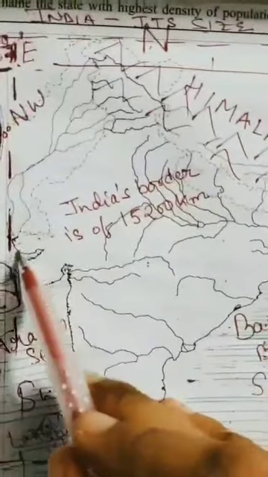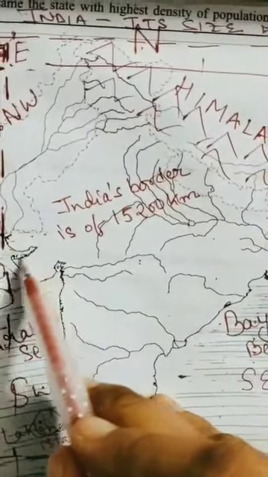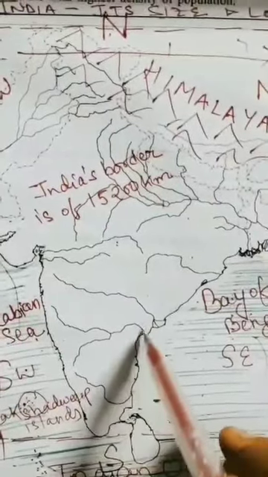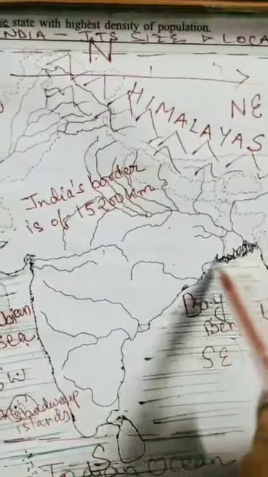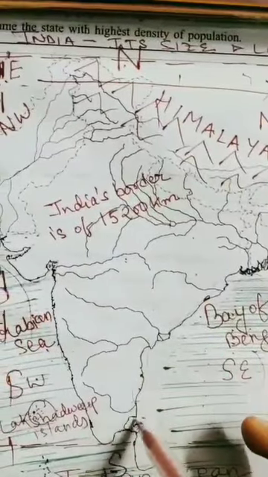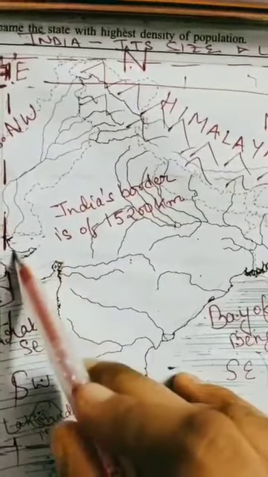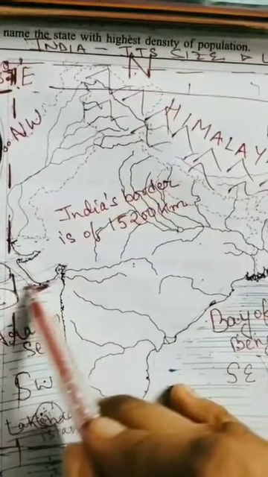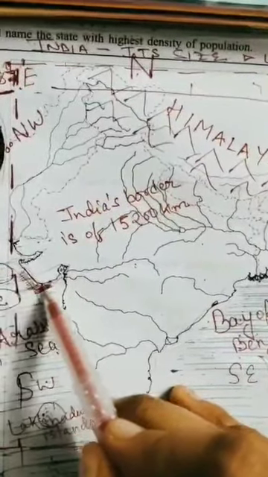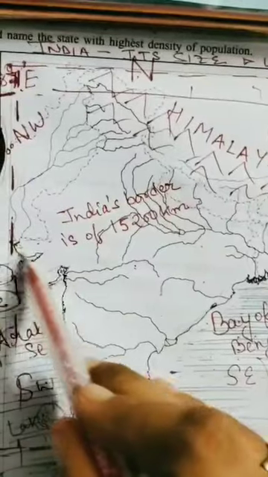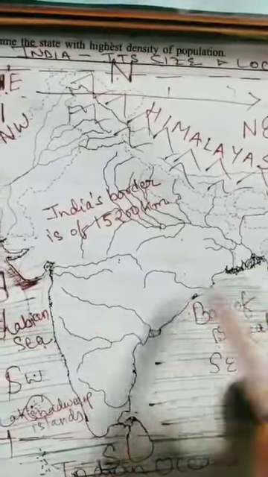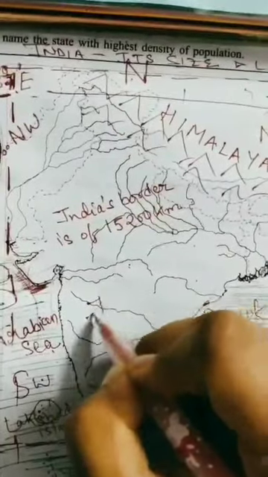And can you see the boundary near the water bodies? This total boundary near the water bodies, these lines, are known as the coastline. What is coast? The land which is located near the water body is known as coast. So India has one of the largest coastlines. What is the length of the coastline of India?